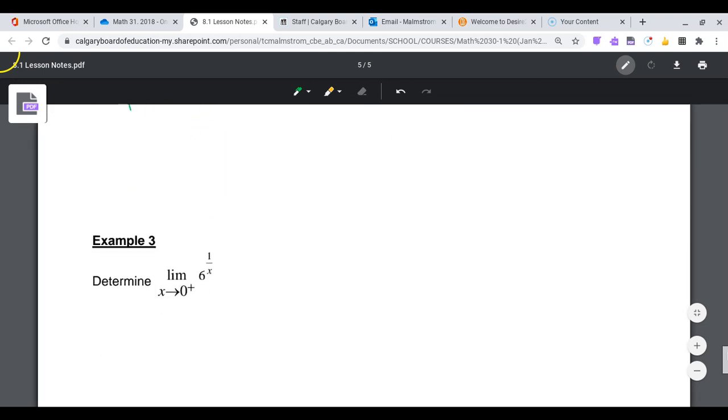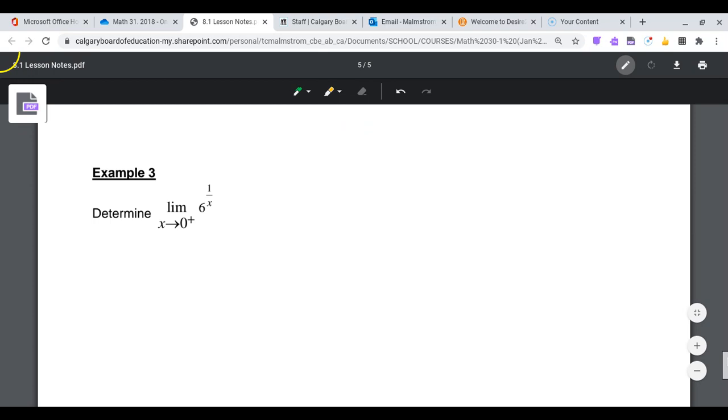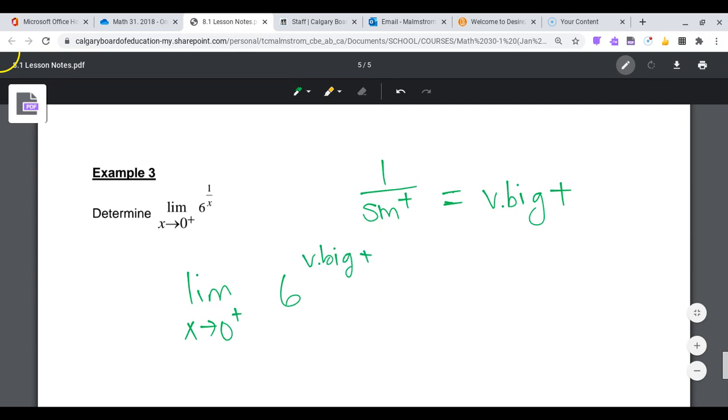Okay, what's number 3 say? We have 6 to the power of 1 over x, and we're looking at the limit as x goes to 0 from the right. So that just tells me I have a very small number. Okay, 1 over a very small positive number because I'm coming from the right, right? So 0.0001. 1 over a very small number is going to give me a very big positive number. So this is the limit as x goes to 0 from the right of 6 to the power of a very big positive number. So what's going to happen is this is going to go to infinity. Okay, this limit will go to infinity.